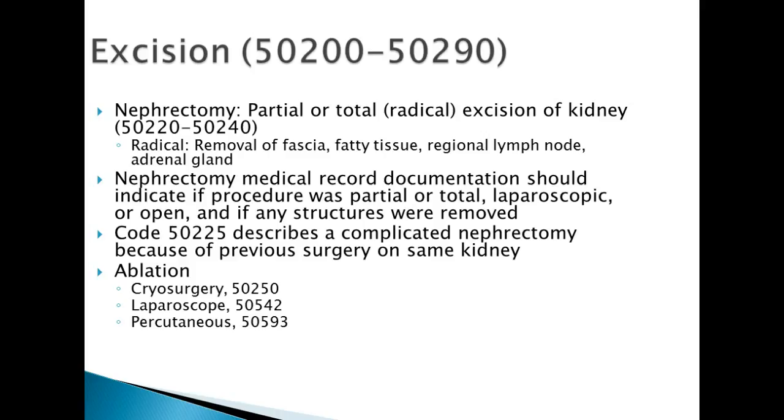Nephrectomies can also be performed by means of a laparoscope, codes 50543, 50545 through 50548. This will be based on whether the procedure was partial, radical, or donor, and also whether the procedure included a partial or total ureterectomy. Ablation is the cutting away or erosion of tissue. Code 50250 reports ablation of a kidney lesion by means of cryosurgery, meaning sub-freezing temperatures, and is usually performed with ultrasonic guidance.